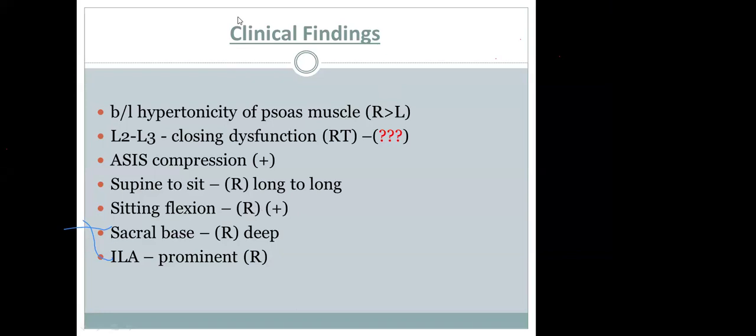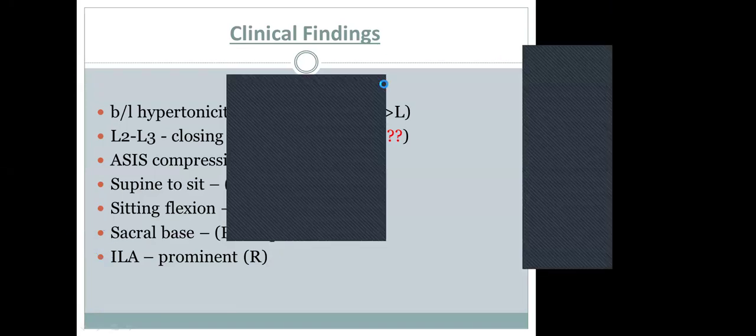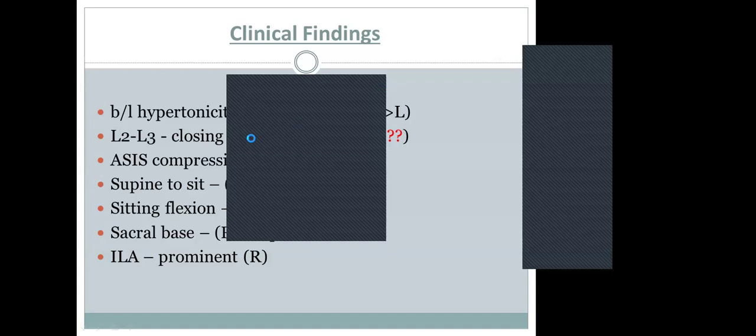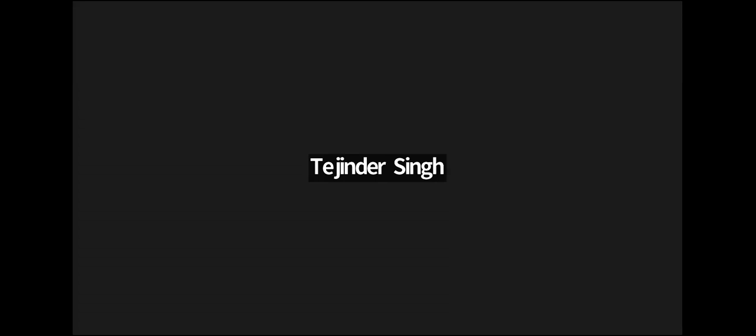It is actually a double crush syndrome. What's happening? Guys, you can see that you have two findings. You have the ASIS compression test being positive, and you have findings of the innominate and pelvis, and then you also have findings of L2, L3.